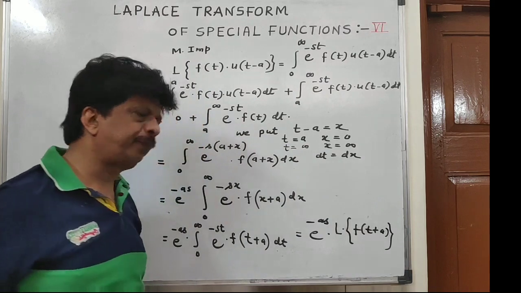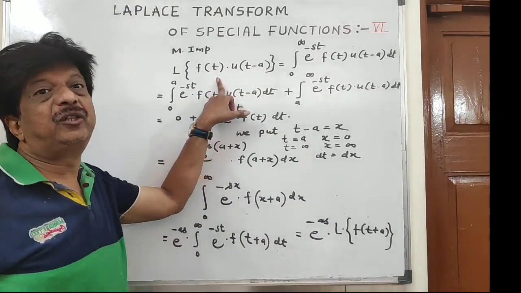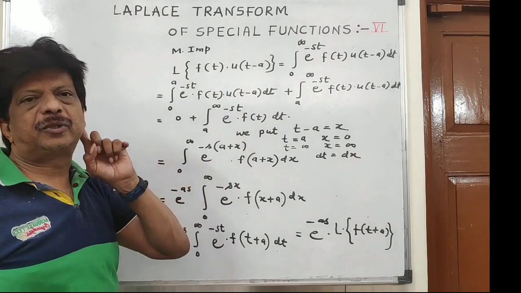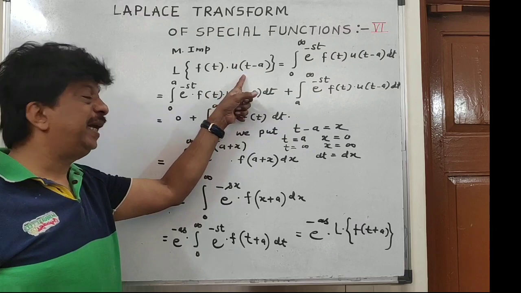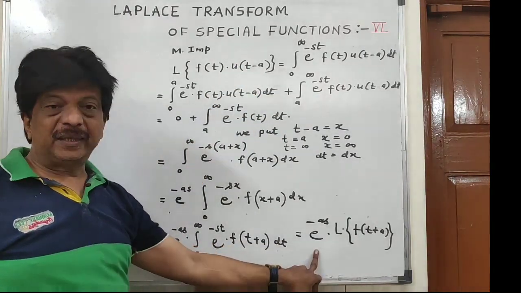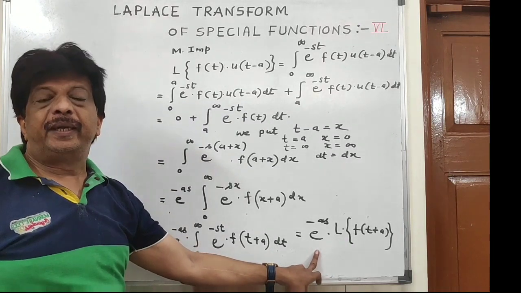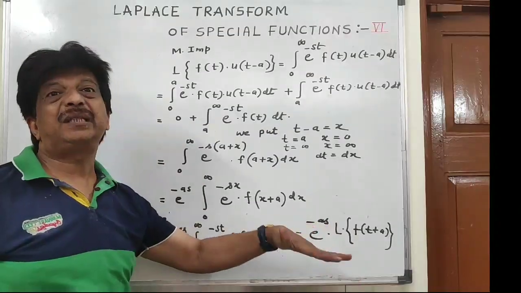Most important result. This we would be using in solving various problems. Laplace transform of f of t into u of t minus a, I am repeating, is equal to e raised to power minus as times the Laplace transform of f of t plus a.